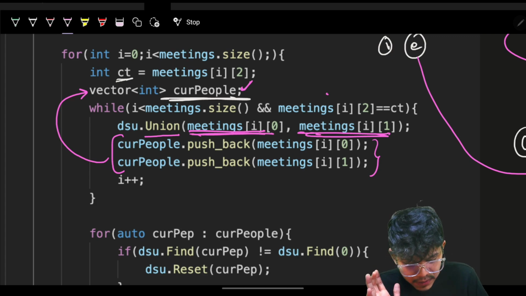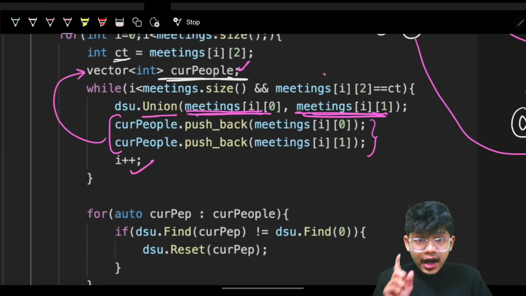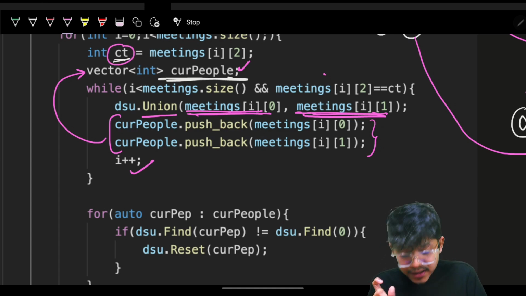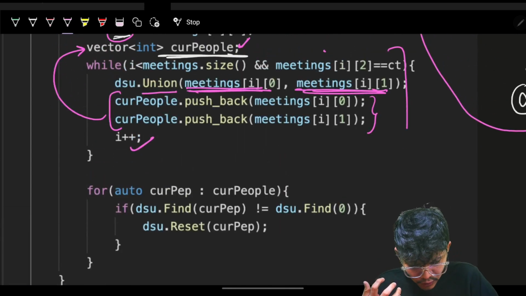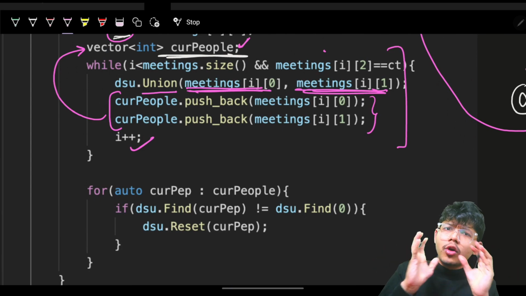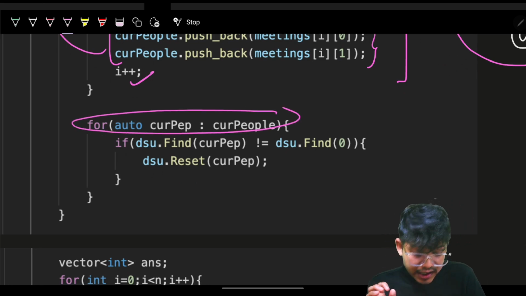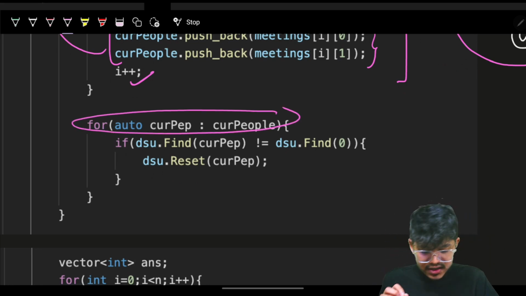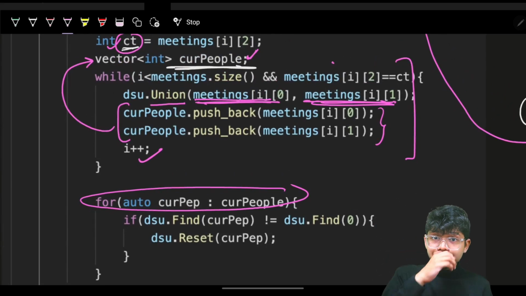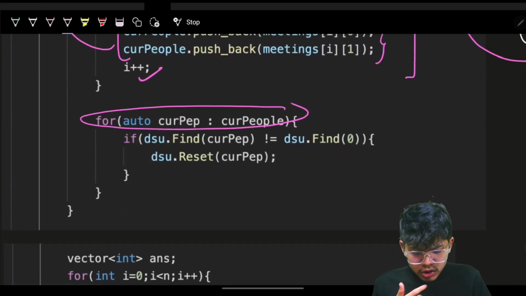Now, when I have built the connections, I will keep trying until my time is the same as this current time. When this is done, which means for the current time I have tried to connect all the people, I will go and check all the current people which I connected for the specific time, which was CT. I will again go and check.